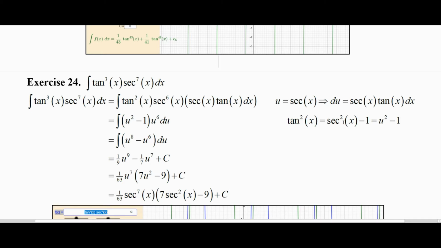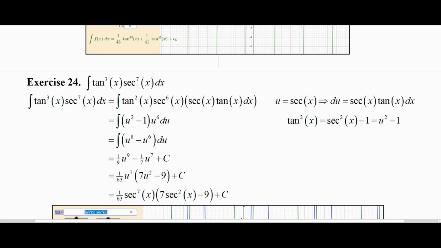Tangent square of x is secant square of x minus 1, so tangent square of x is u squared minus 1. So after we split one of the tangents off, we still have an even amount of tangents left, in this case just tangent square, so it becomes u squared minus 1. With this secant to the 6th is u to the 6th, and all this back in parentheses is secant x tangent x dx, which is all absorbed into the du.